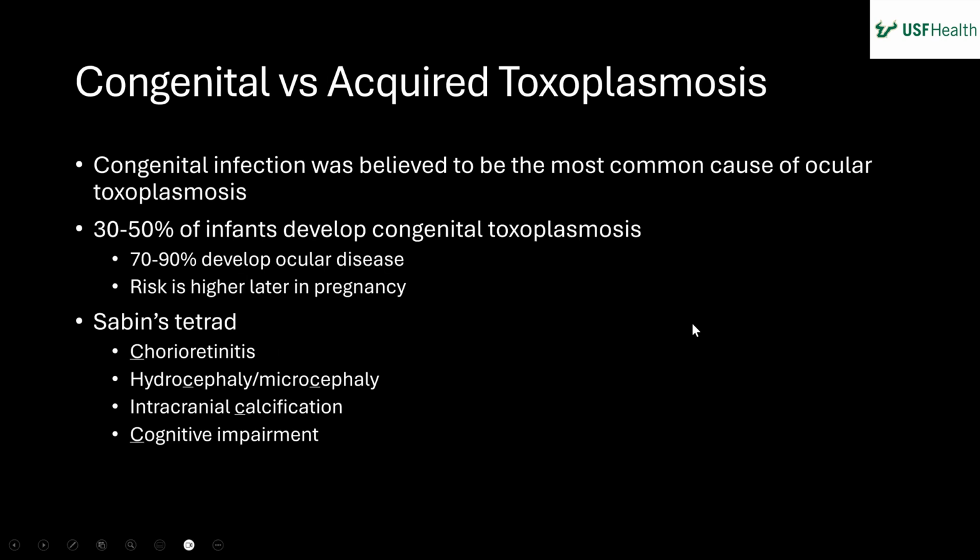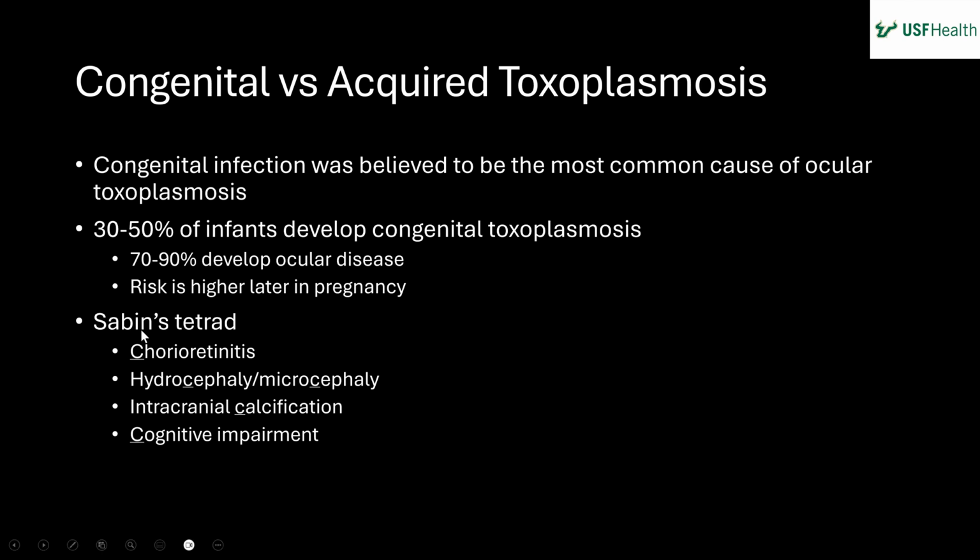I just wanted to touch briefly on congenital toxo, because the rest of the presentation is mostly on acquired toxoplasmosis. It was originally believed to be the most common cause of ocular toxo, but recent evidence shows that most cases are acquired. Up to half of infants will develop congenital systemic toxo in mothers who were newly infected during pregnancy, and a majority of them develop ocular disease. The risk of infection is higher later in pregnancy, but infection earlier in the prenatal period is associated with more severe disease.